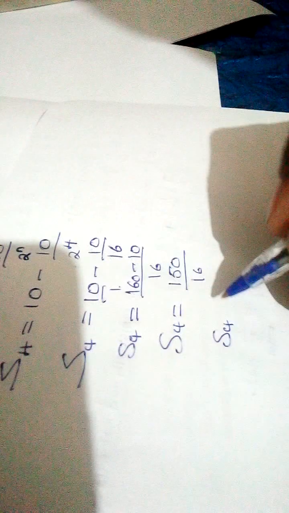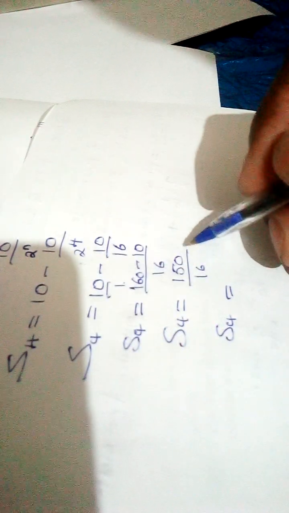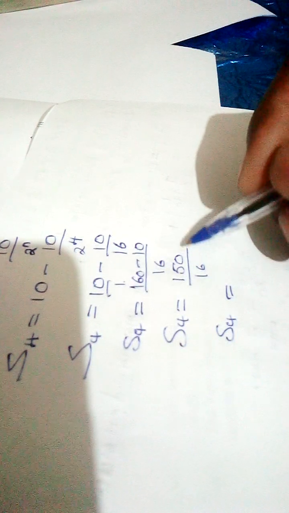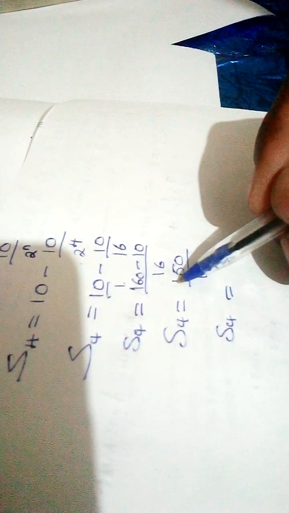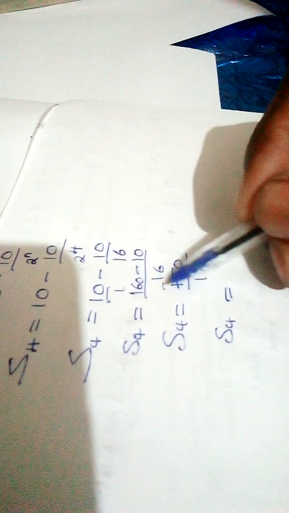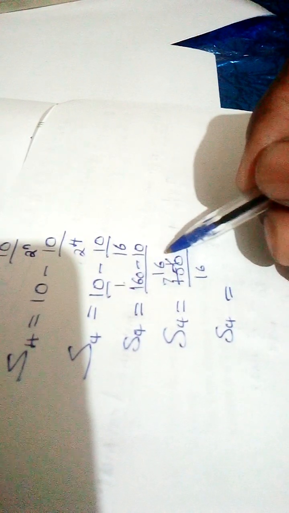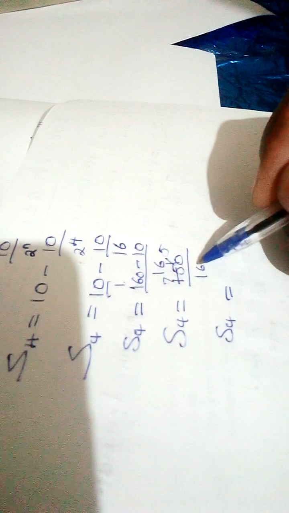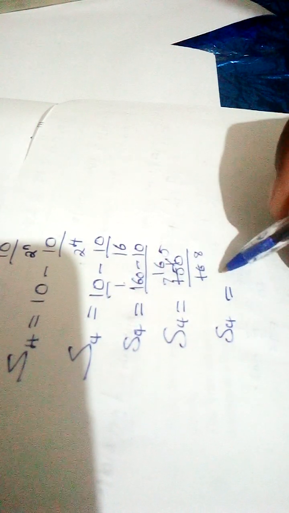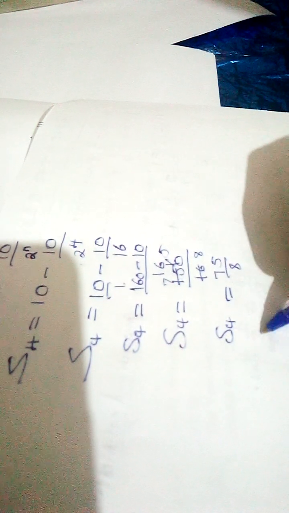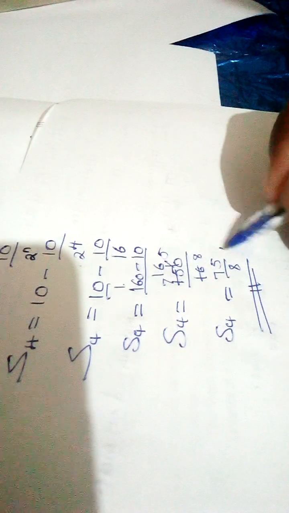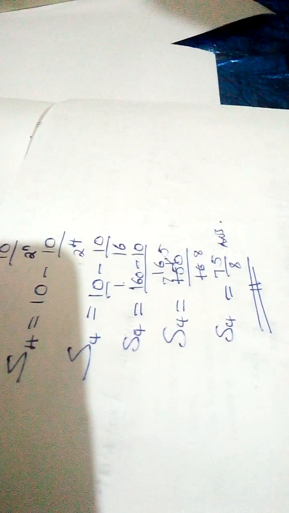S sub 4, we know this will give us, you can say, 2 into 150. We know 2 into 15, it goes 7, remainder 1. 2 into 10, it goes 5. But 2 into 16, we know it goes 8. So at the end of the day, the sum of the first 4 terms will be 75 over 8. And this is the solution. Okay, this is our answer here.